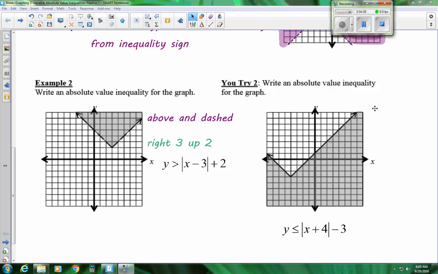Okay, so hopefully you got y is less than or equal to the absolute value of x plus 4 minus 3. We shifted to the left 4, so that would be a +4 in our equation, or inequality, I should say. We shifted down 3, that would be a -3. Our line is solid, and we've shaded below, which means a less than or equal to.